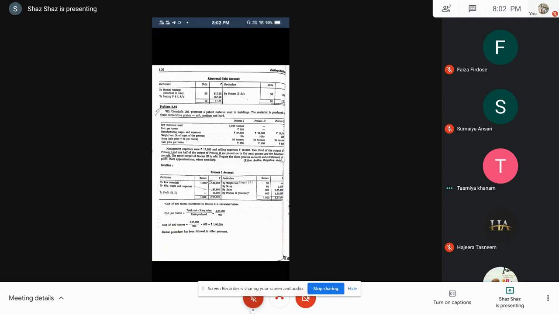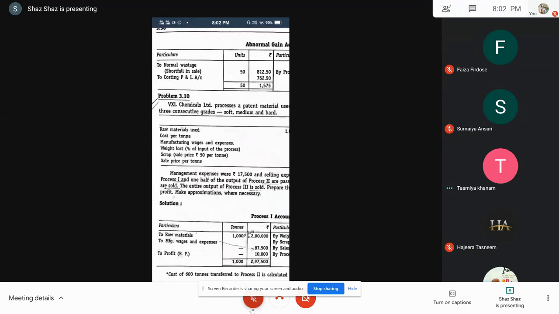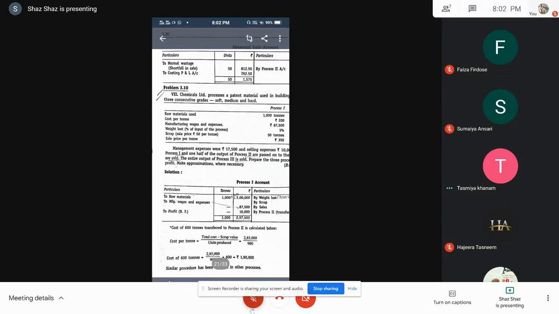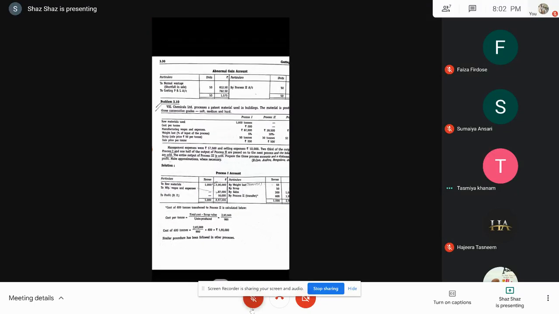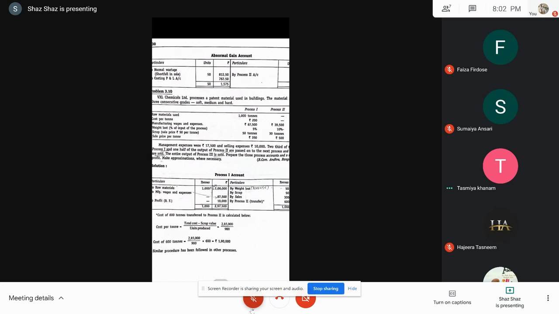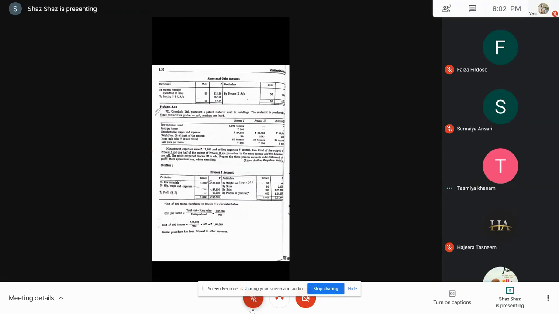Then we have cost per unit also, 200 for process one. Then we have manufacturing wages and expenses for all the 3 processes. Then see weight loss. Instead of giving normal wastage, they have given us weight loss, because this calculation is in tons, not in the form of units. So the weight loss percentage of units of processes is 5%, 10% and 20%. Then next we have scrap value.